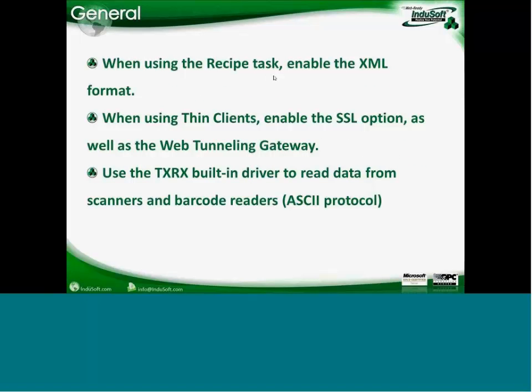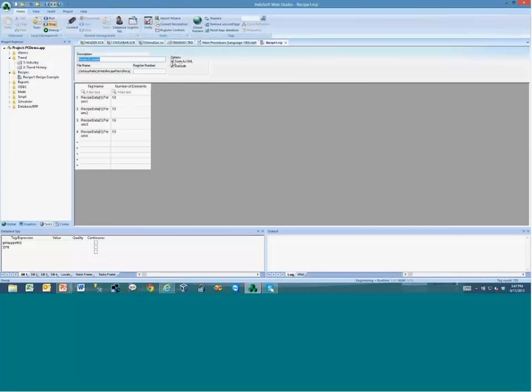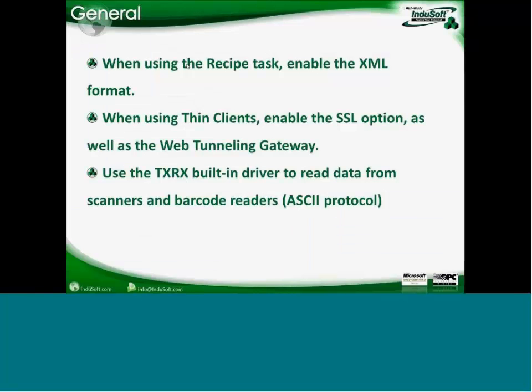When using the recipe task to save and load settings, we strongly recommend using the option Save as XML, as it will allow you to add or remove items from the recipe in the future without losing compatibility with the recipe files that already exist.